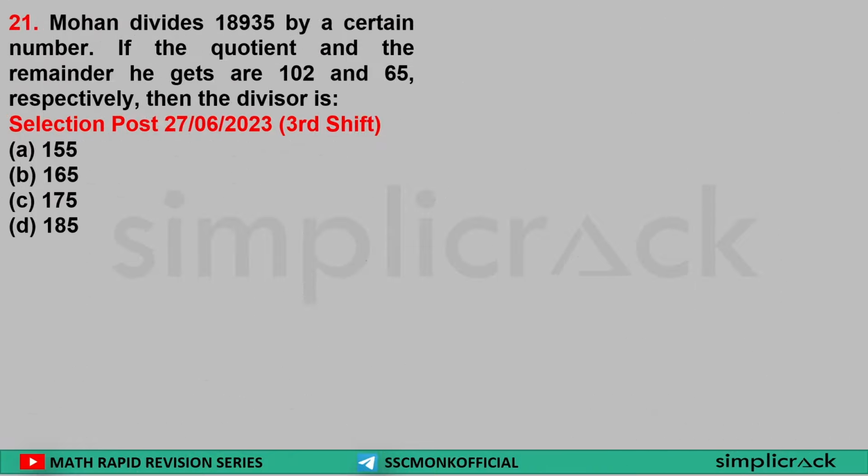Mohan divides 18,935 by a certain number. If the quotient and the remainder he gets are 102 and 65 respectively, then what is the divisor? So here the dividend, 18,935, is equal to divisor multiplied by quotient 102 plus remainder 65. So I can write divisor into 102 is equal to 18,935 minus 65. Yes or no? Yes, sir.